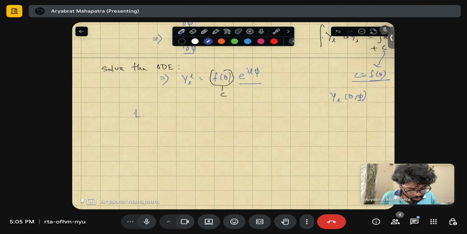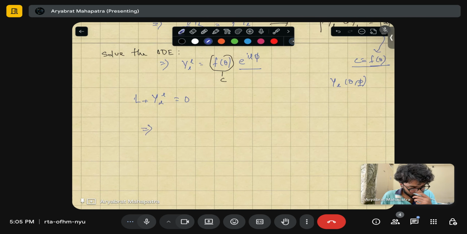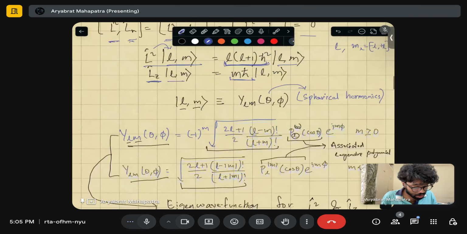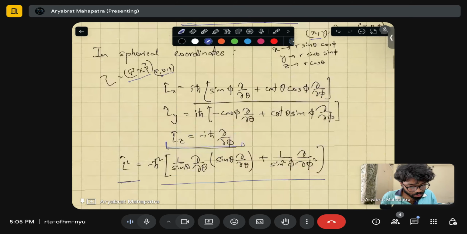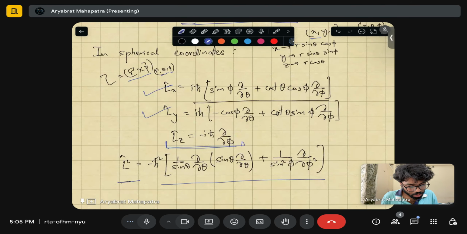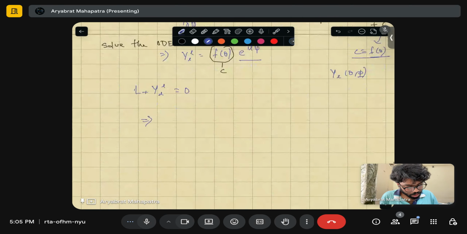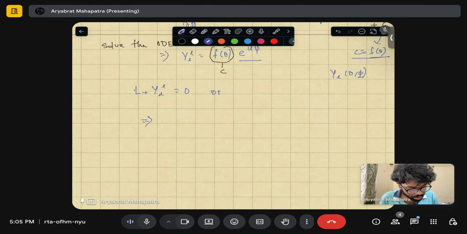The other condition which is given is that L plus acting on Y_LL is 0. So again, you take the operator form. Use the Lx and Ly operator form to write L plus, or write it as Lx plus i Ly, acting on Y_LL equals 0.